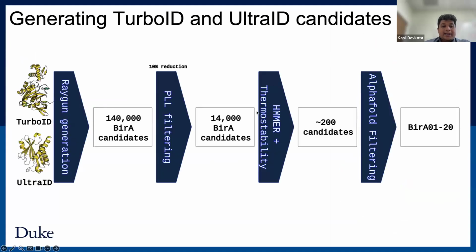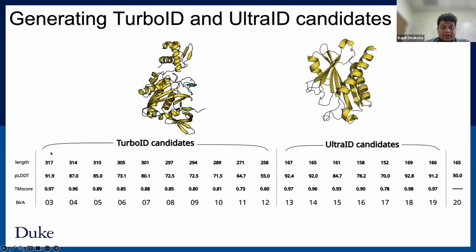We used a similar filtering pipeline while replacing brightness with thermostability to produce more thermally stable candidates. And we generated 20 candidates. Remember that BRA 1 and 2 are wild types, so actually we produced BRA 3 to 20, which are basically 18 candidates. These are the different pLDDT and TM scores we obtained from our methods. We found we have more TurboID candidates than UltraID.